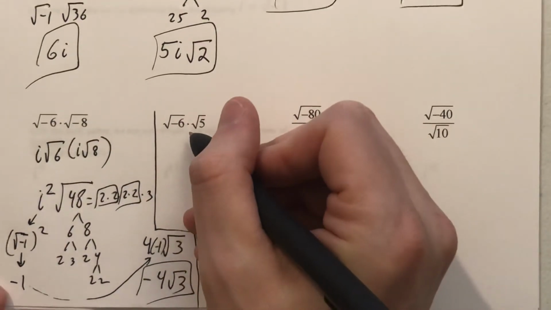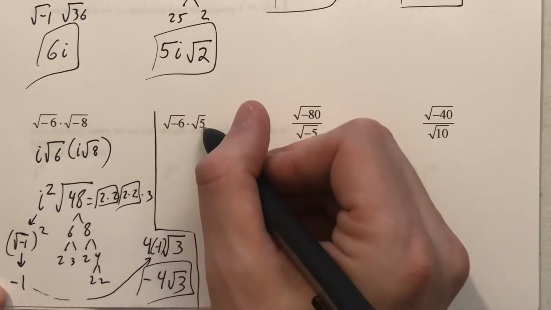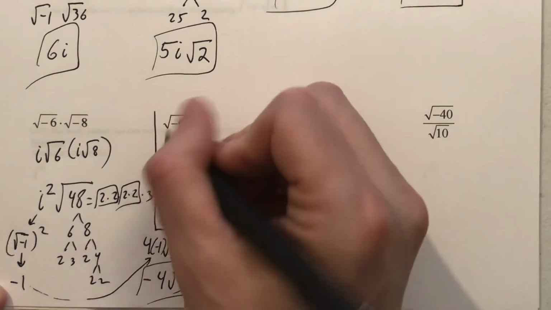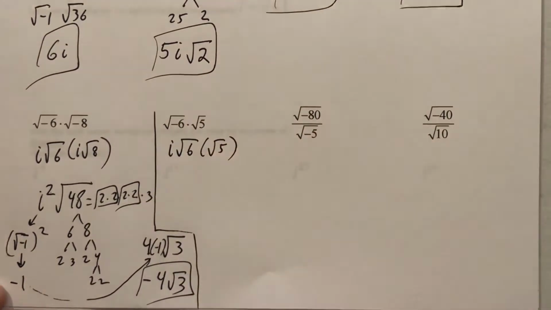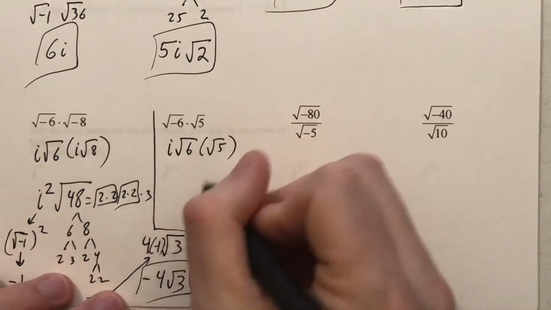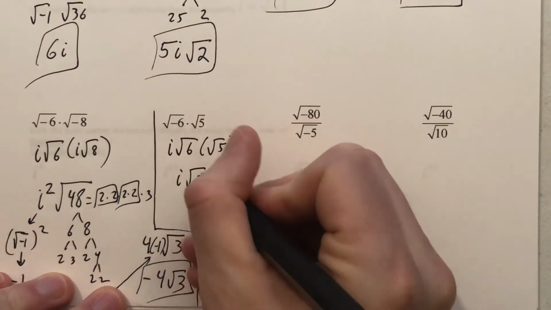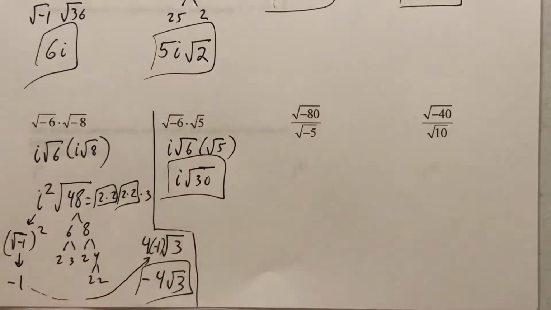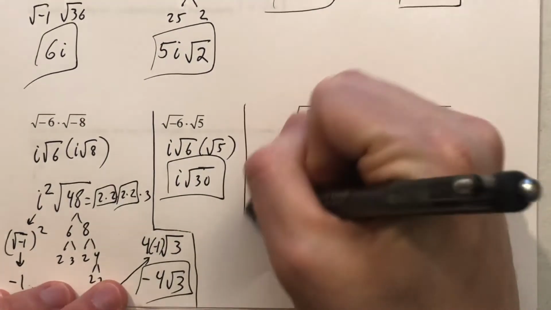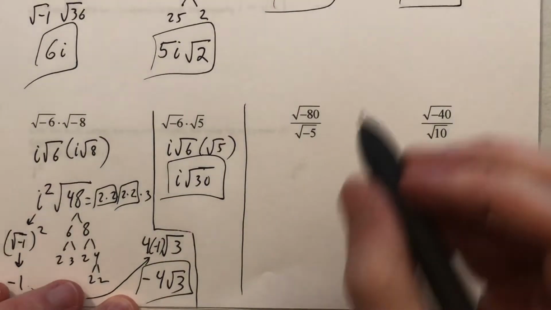Okay, next one here, square root of -6 times square root of 5. So again, I've got to deal with this first, turning that into i root 6 times square root of 5. Now I can multiply those square roots and get i times the square root of 30. And that does not simplify any further. 30 does not break down at all. So that would be our final answer there.